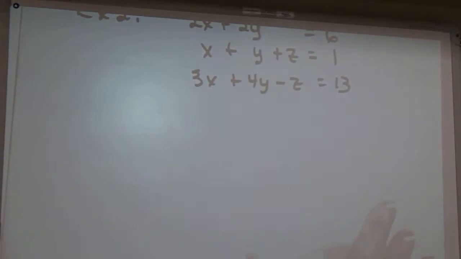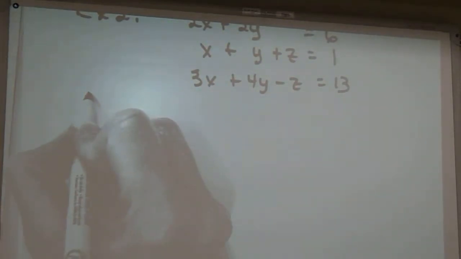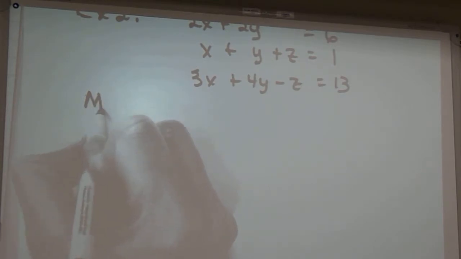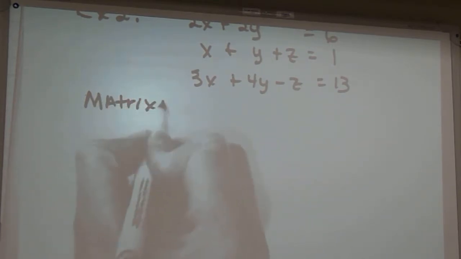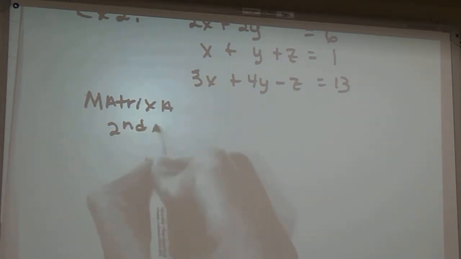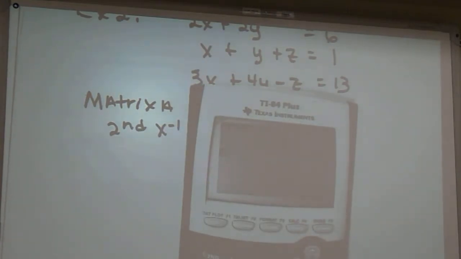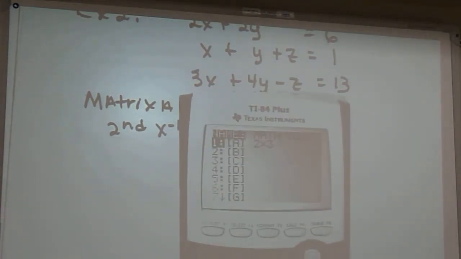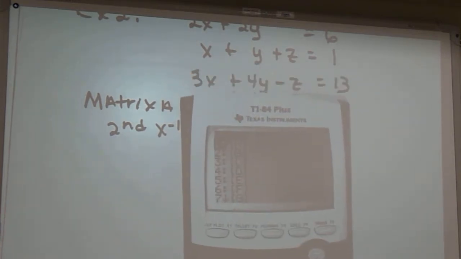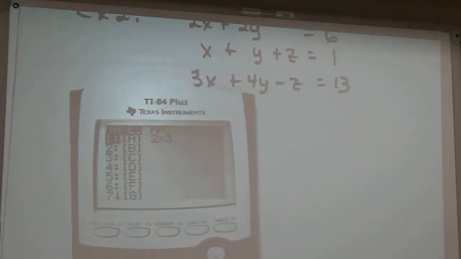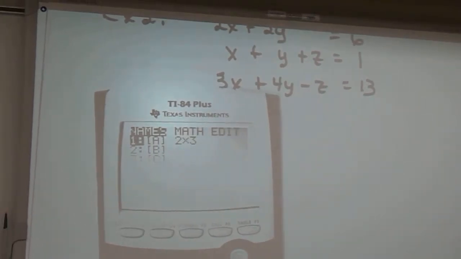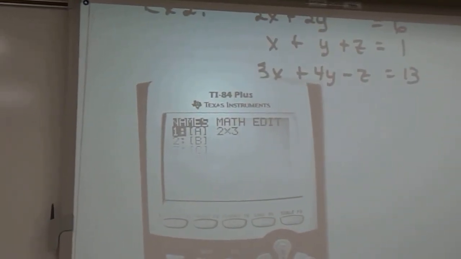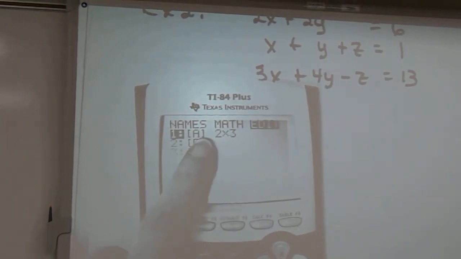All right, so we're going to build matrix A. We're going to write over our matrix that we just did. So I'm going to go to matrix A again, which was second x to the negative 1. Arrow over to edit. And we'll just go ahead and edit matrix A.